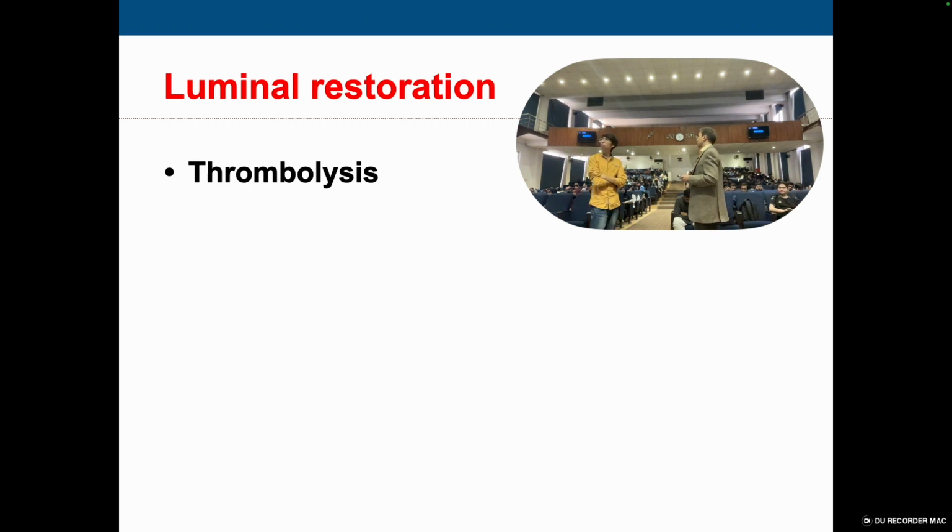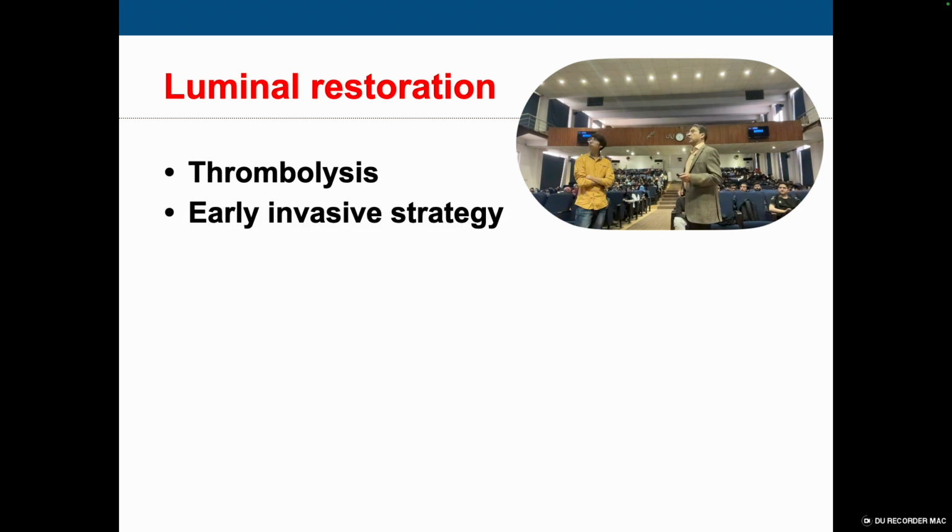So luminal restoration is thrombolysis. Which drugs do we use for thrombolysis? Tissue plasminogen activator, good. Recombinant tissue plasminogen activator, which is called alteplase. So we have different agents: alteplase, reteplase, tenecteplase. We use those. If they're not available, we can use streptokinase. Then you think of an early invasive strategy.